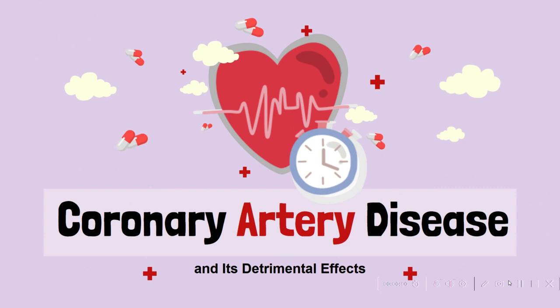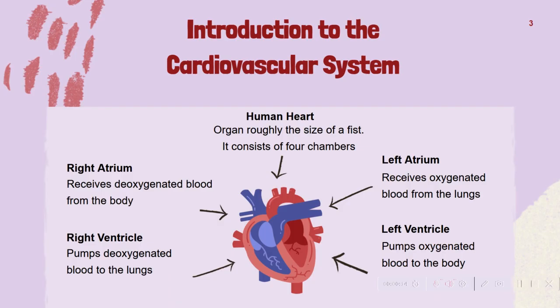The human heart is a muscular organ roughly the size of a fist, located slightly left of the center of the chest cavity. It consists of 4 chambers, 2 atria on the top and 2 ventricles on the bottom, that work in a coordinated sequence to pump blood throughout the body.